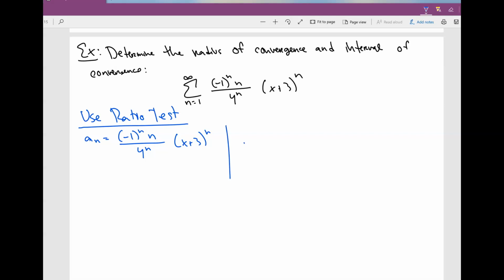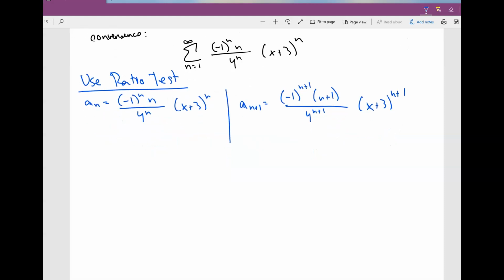Now let me figure out what a sub n plus 1 is. It's going to be -1 to the n plus 1, divided by 4 to the n plus 1, and then x plus 3 to the n plus 1. Okay, so now let me go ahead and use the ratio test. So you have the limit as n goes to infinity of the absolute value of a sub n plus 1 divided by a sub n.